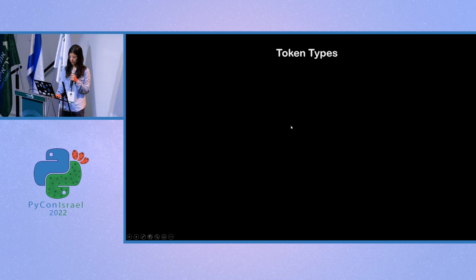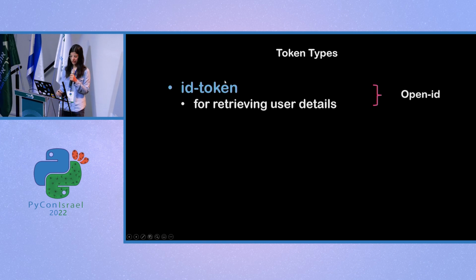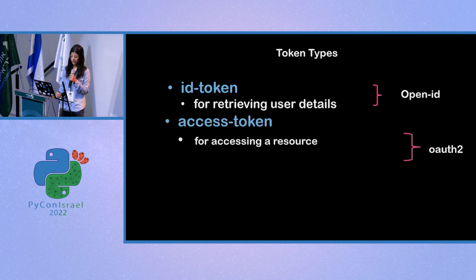Now, there are 3 types of tokens in this combination of flows. The first one is the ID token, which is part of the OpenID protocol, and it's used for retrieving the information about the user. The second one is the access token, which is used by the app in order to access the user resources, for example, to read a OneDrive file. And this is part of the OAuth 2 protocol.